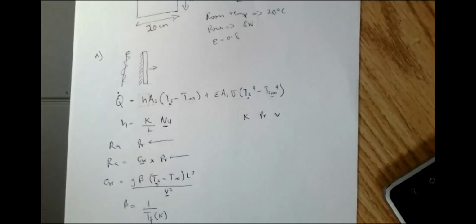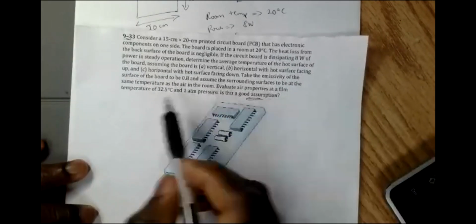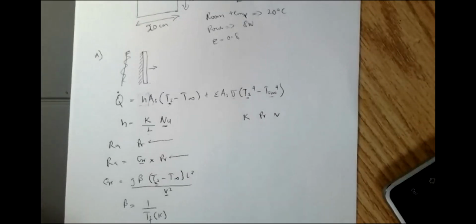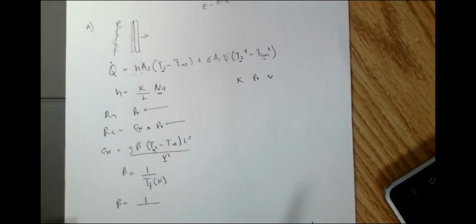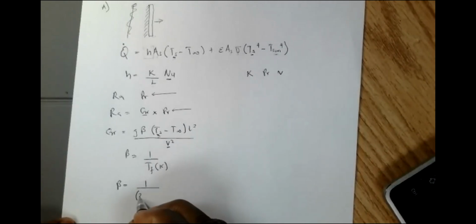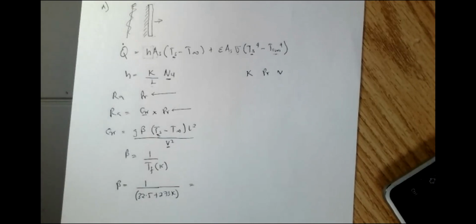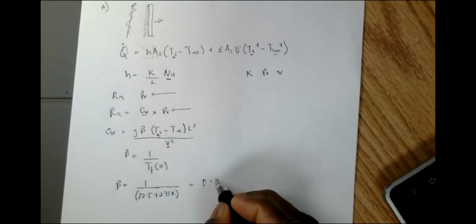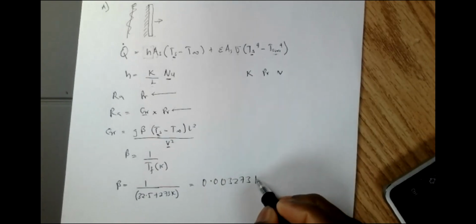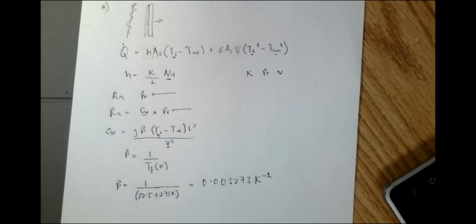Now, the question says that we should assume our film temperature to be 32.5. Remember in the last few weeks, we have been solving questions and we always take our film temperature to be an average of the two temperatures that we've been given. The question says that we should assume our film temperature is 32.5 at 1 atmosphere pressure. So we can then evaluate what beta is. Beta is equal to 1 over our film temperature in Kelvin, so 32.5 plus 273 Kelvin. This gives us the value 0.003273 per Kelvin.